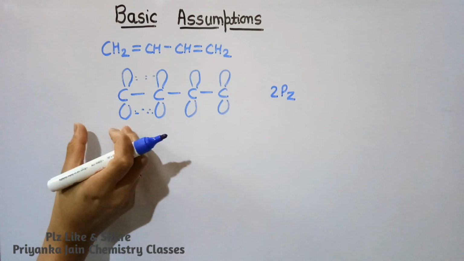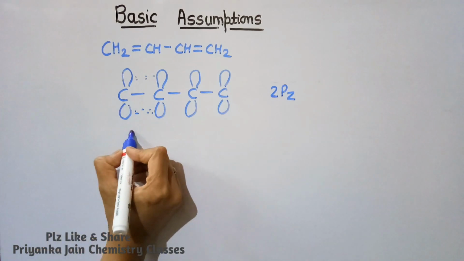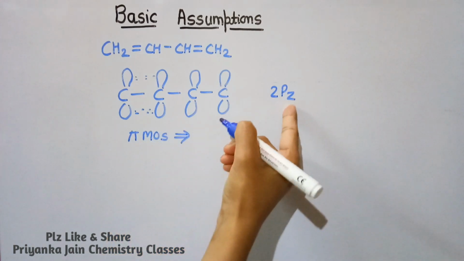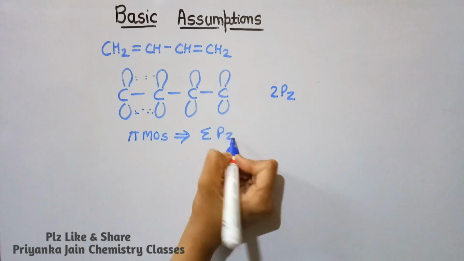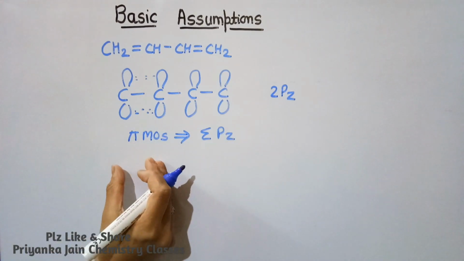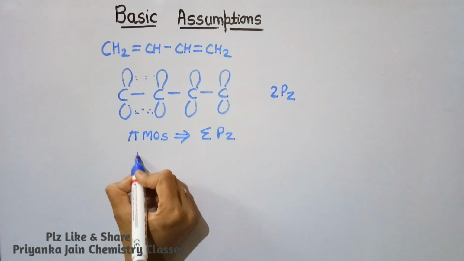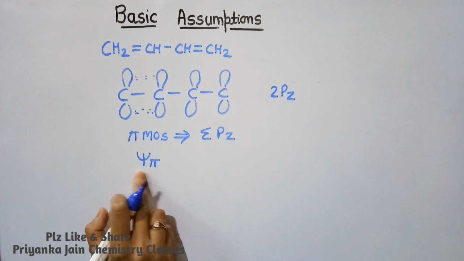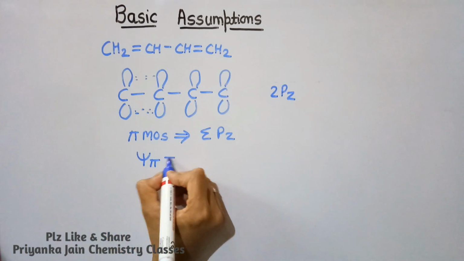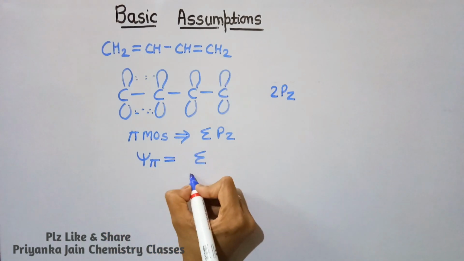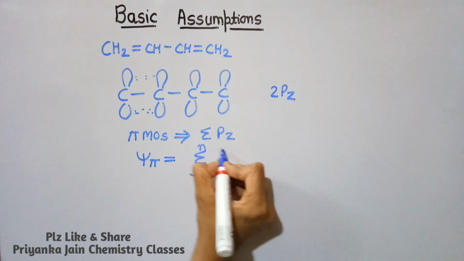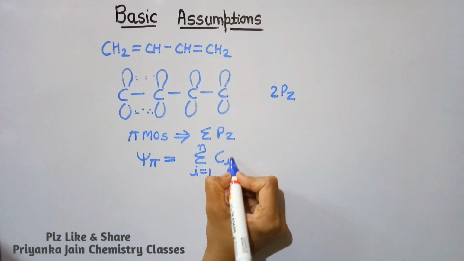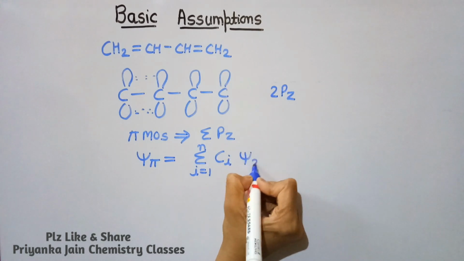So actually according to Huckel, the pi molecular orbitals are linear combinations of these pz orbitals. And if we see them in mathematical form, how can we write it? We can write it in this manner. This is the wave function for the pi molecular orbital, and this will be the linear combination of all the wave functions of the pz orbitals. It means Ci psi 2pz i.